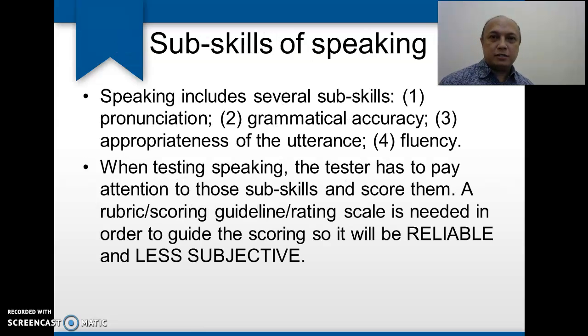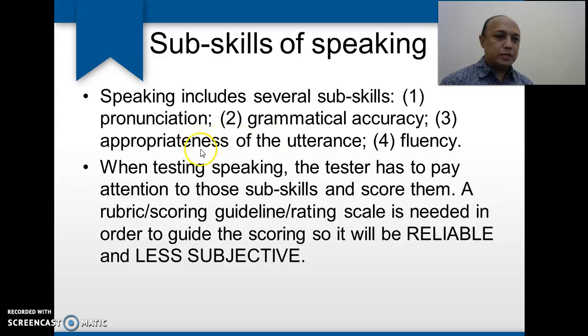Speaking itself has some sub-skills. It's comprised of some sub-skills, namely this one, pronunciation. That's obvious, right? Without pronouncing the words correctly, somebody cannot get the message across, and therefore the speaking simply fails. The second is grammatical accuracy.